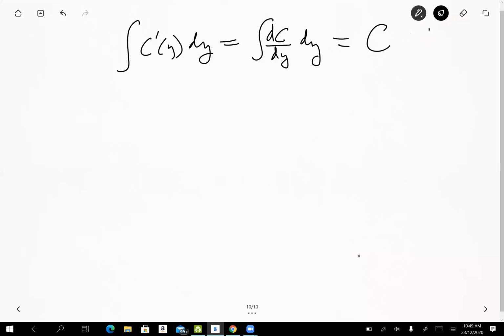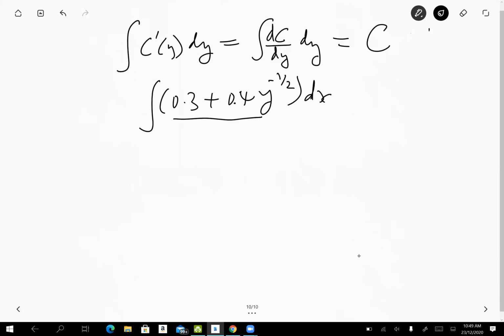So that is our consumption function. If you look at that example, you are given that the MPC is equal to 0.3 plus 0.4 divided by y to the power of a half. So you bring that up, that becomes negative half dx. Again here, the MPC is the whole function, so you put a bracket for the two terms: 0.3 plus 0.4 y to the power of negative half dx.